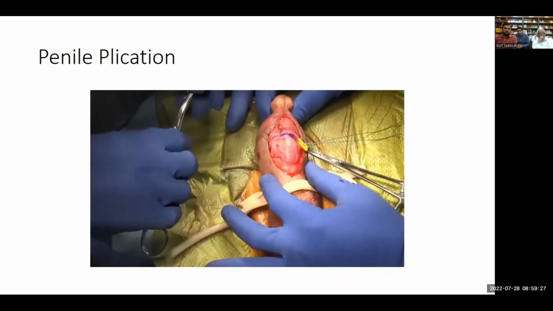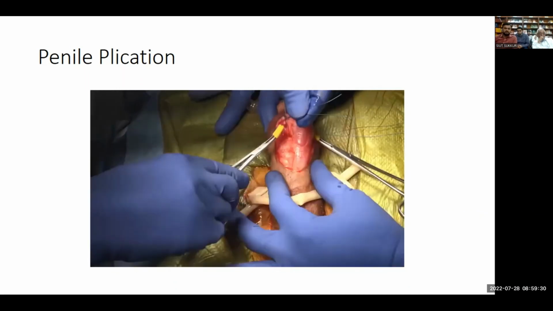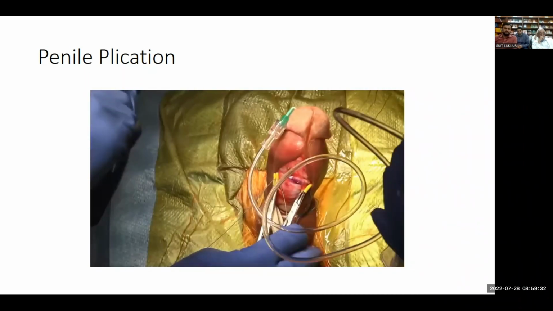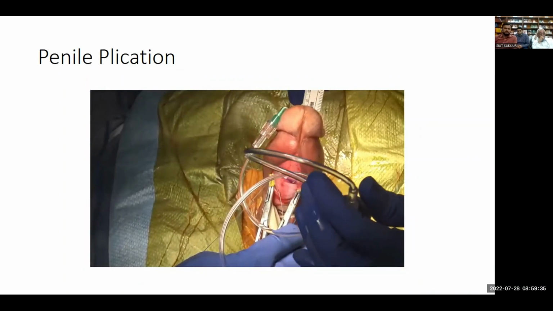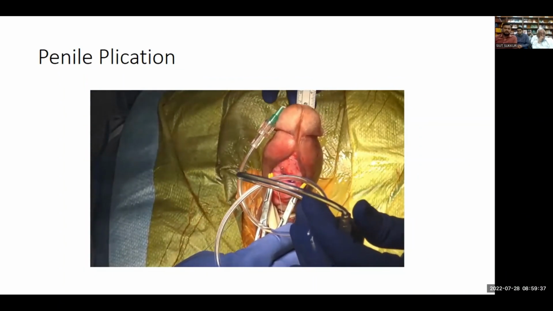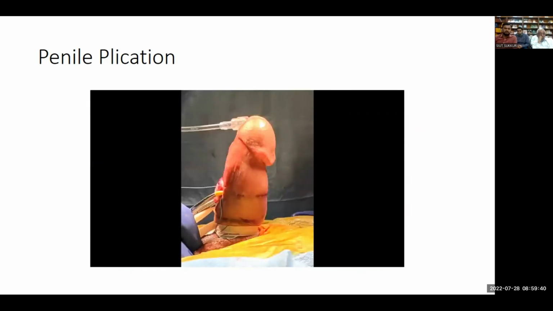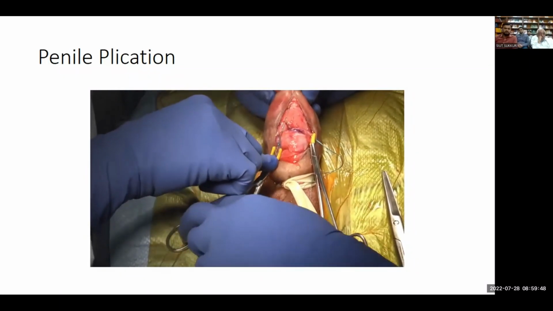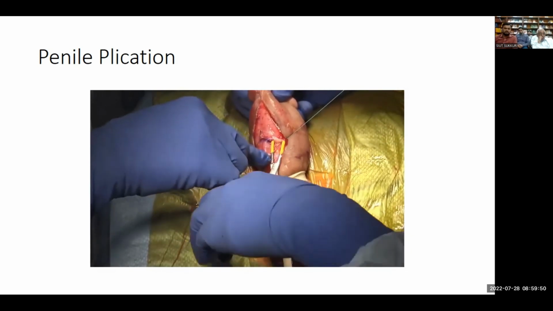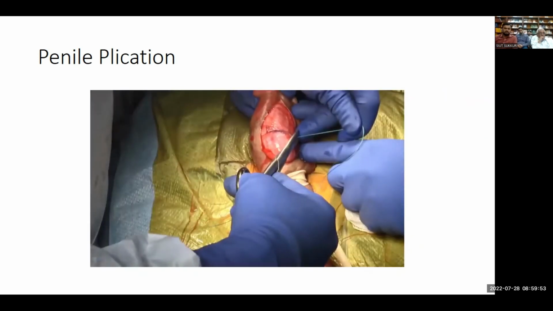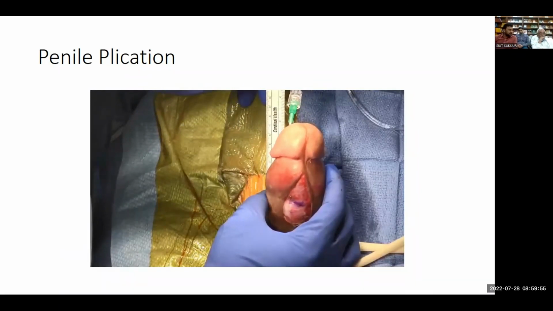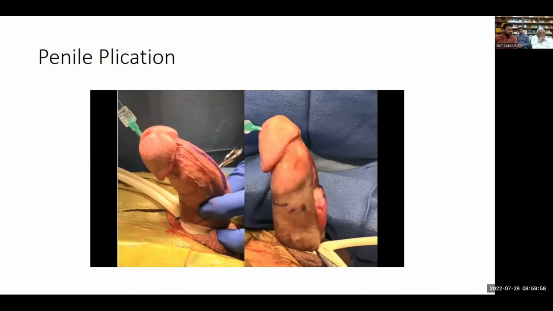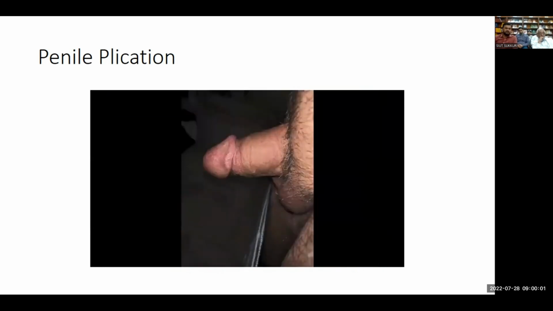Now I tie one knot without locking. This allows me to test the direction and make sure that the curvature is corrected. So now we're testing the direction. And now I go ahead and lock the knot. Now we're finishing up. We will finish tying the knots and test the direction one last time. You can see from a 45-degree angle to a completely straight penis. Here's a picture 1 month after the surgery.